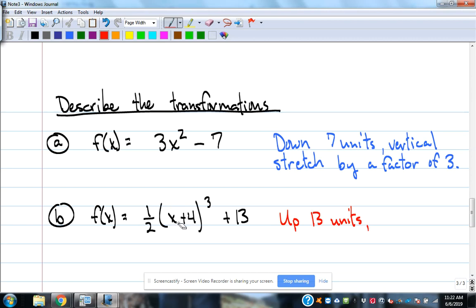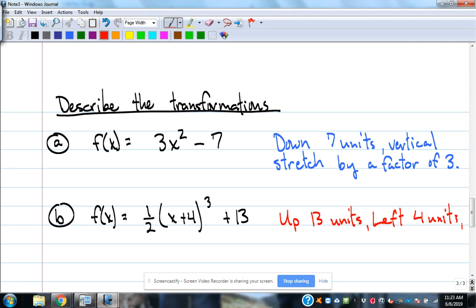What does the plus 4 on the inside do? Is it a horizontal shift? Horizontal shift which direction? Left or right? Left. A plus is a left shift, 4 units.